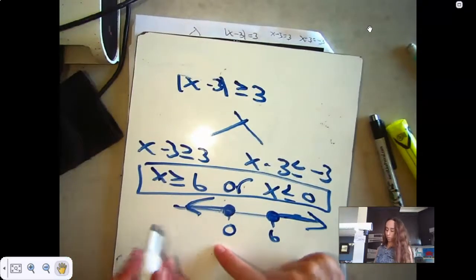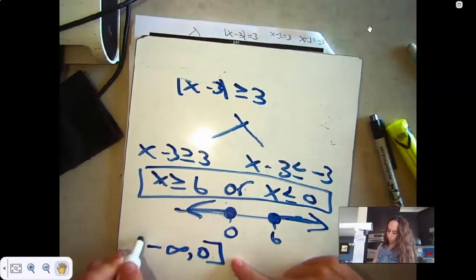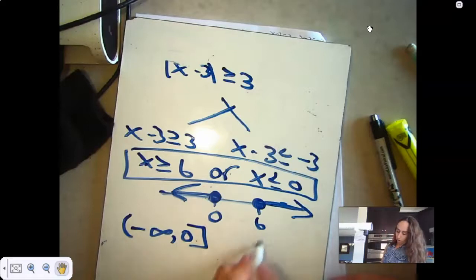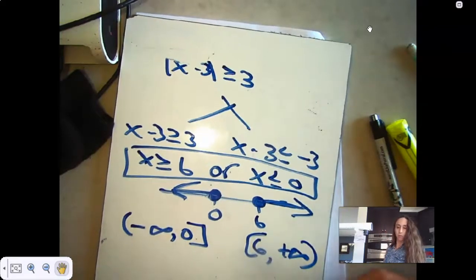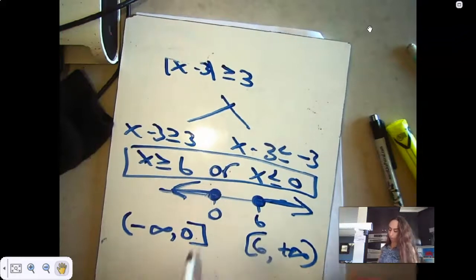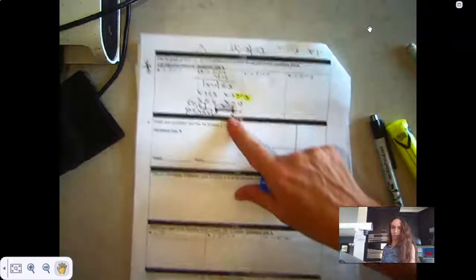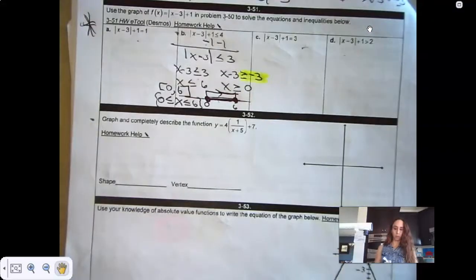So then in interval notation, it would be negative infinity to 0, and then 6 to positive infinity. Okay, so notice the difference between this. They're separate versus the other one, they're together. Okay, and if that's something you need help with, feel free, I can go over it during the Zoom.